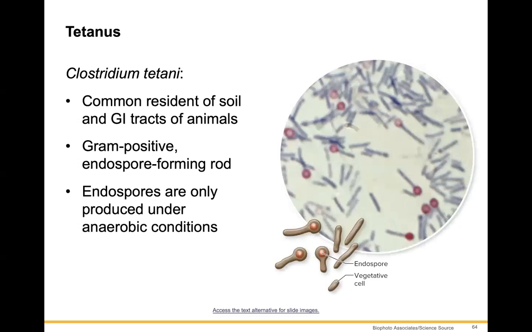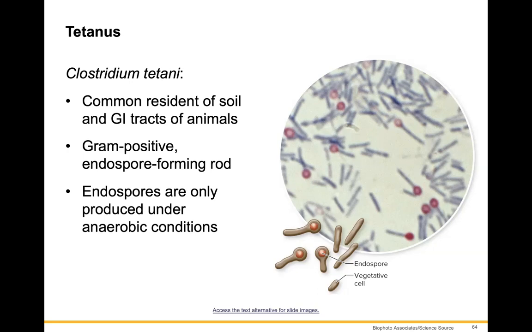Tetanus. Tetanus is caused by Clostridium tetani. It's a common resident of the soil and GI tract of animals. It is a gram-positive endospore-forming bacteria. It can be found on inanimate objects because it's a spore-forming bacteria. That's why if you are cut with a deep, sharp object that maybe was exposed to the elements, they will ask, when was your last tetanus shot? Because these spores could have been allowed to enter into the deep tissue.